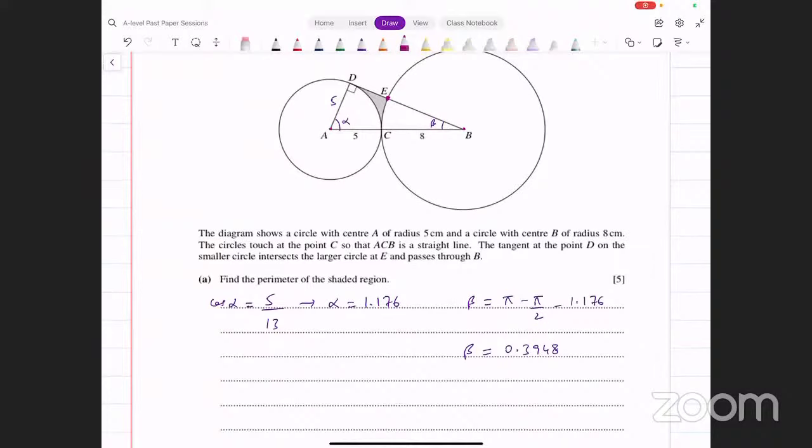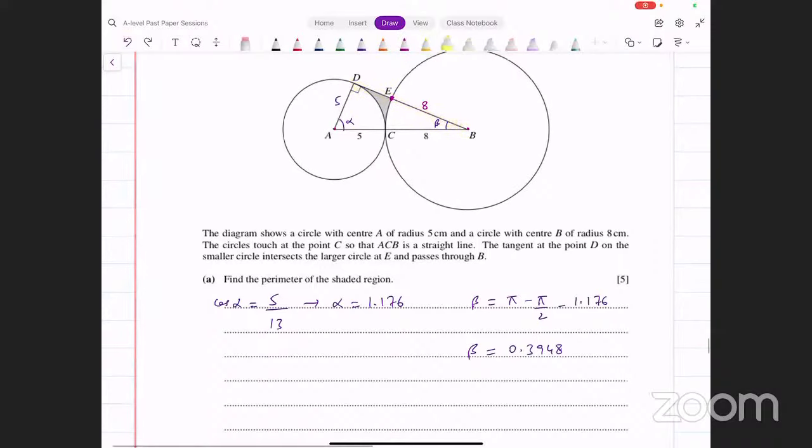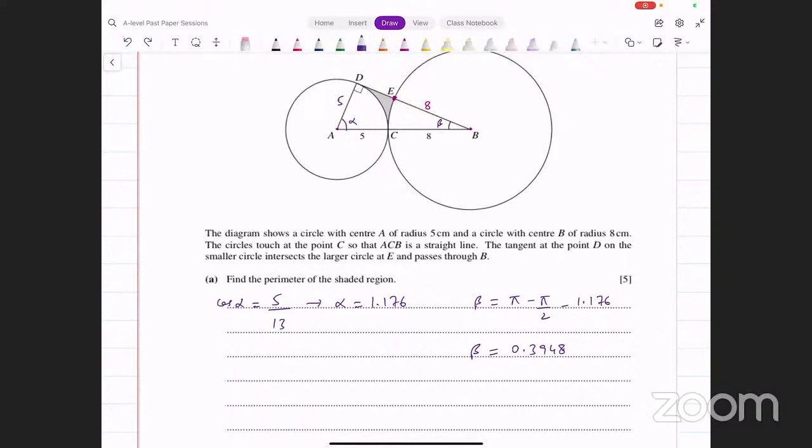That's pretty straightforward actually. You know BE. BE तो आपको पता है. BE is 8. B से लेकर E तक. It's the radius of the biggest circle, right? What we can do is we can use the right angle triangle and find this complete length. Okay? So let me write that here. AD equals 5, right? AB equals 13. दोनों का sum.